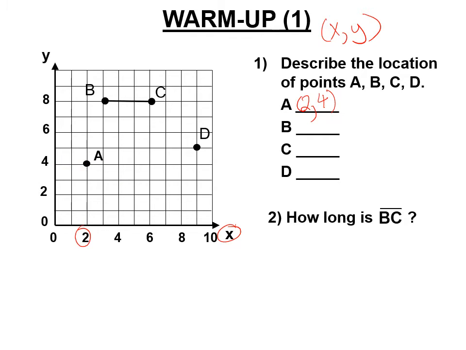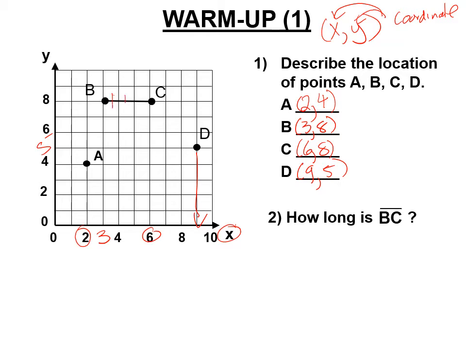Okay. So find the rest of them. Well, B is at (3, 8). 3, comma 8. But you don't have to say the comma, just say 3, 8. C is (6, 8), right? Same exact Y coordinate. This is called the Y coordinate. The X is called the X coordinate. And X comes before Y. And D is at 9, and that's 5, halfway between 4 and 6, so (9, 5).